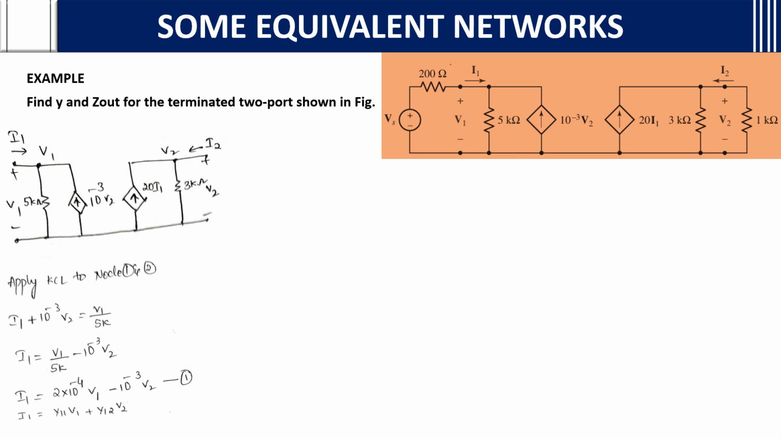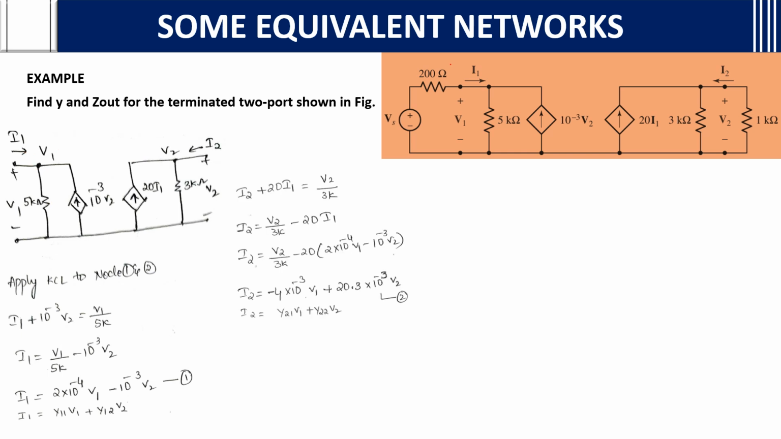Then now what should we do? We need to apply KCL to the next node. When we apply KCL to the next node, I2 is the incoming current and this is also an incoming current. Summation of the two incoming currents, that is I2 plus 20 I1, equals V2 by 3K, which is the outgoing current. If you calculate this and substitute, and take the left hand side to the right hand side in the form of the I2 equation, I2 equals minus 4 into 10 power minus 3 V1 plus 20.3 into 10 power minus 3 V2. If you compare, I2 equals Y21 V1 plus Y22 V2. These two are the Y parameter general equations.